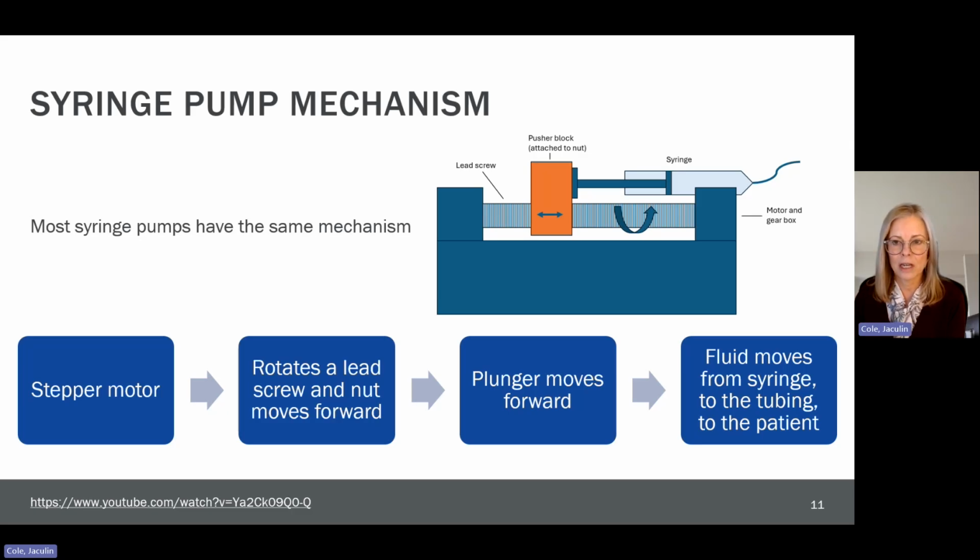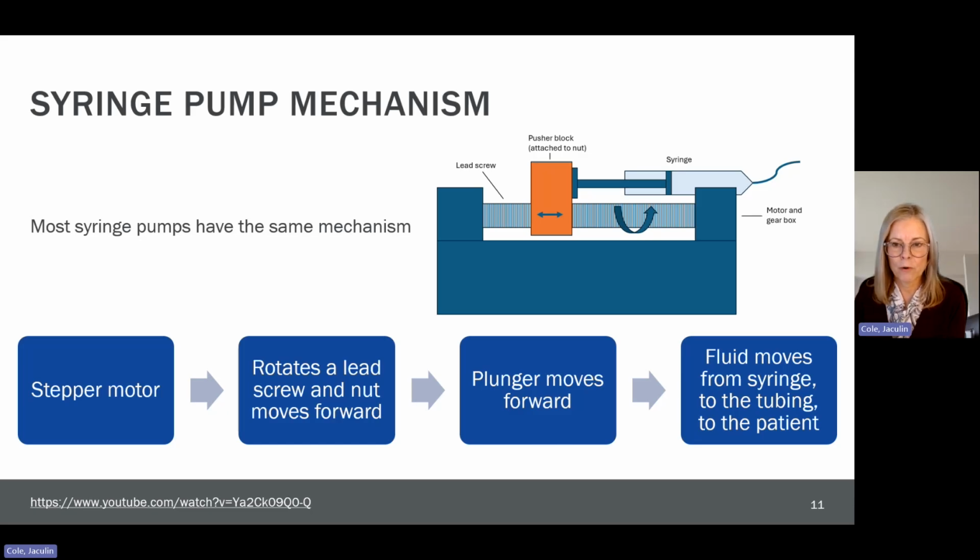So think of this like a nut and bolt. If you hold a nut and bolt and you turn the bolt, the nut will move along that bolt. In a syringe pump, that nut is attached to a pusher block that holds the plunger. When the lead screw turns, the nut and pusher block move forward, which propels the plunger forward. And when you move the plunger forward, it's going to push the fluid out of that syringe into the tubing and ultimately to the patient.